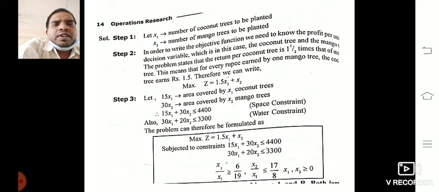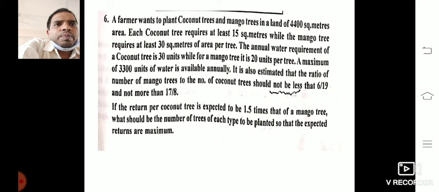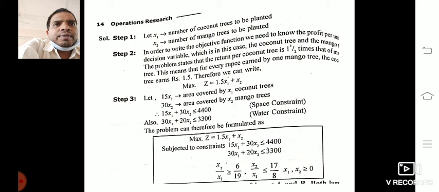Again, this problem comes under maximization of profit, so let x1 be the number of coconut trees and x2 the number of mango trees. He has given 1.5, so we can write the maximization equation: Z equals 1.5x1 plus x2. Now let us write down the other constraints.